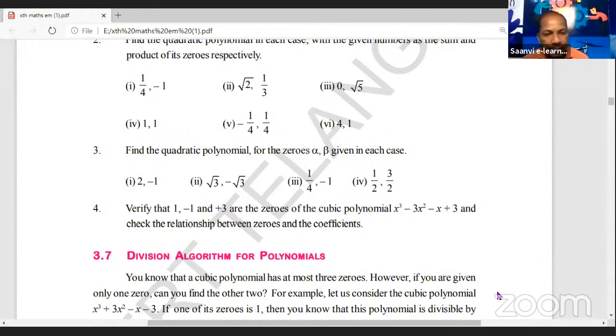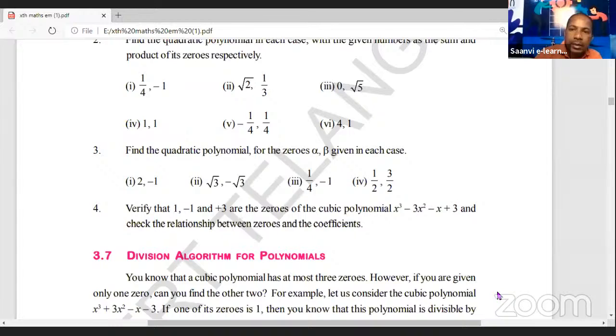See, the fourth bit is given. Verify that 1, minus 1 and plus 3 are the zeros of the cubic polynomial x cube minus 3x square minus x plus 3 and check the relationship between the zeros and coefficients. So what he told is that, first of all, we have to check 1, minus 1 and plus 3 are the zeros of the cubic polynomial. After checking that, we have to check the relationship between the zeros and coefficients.